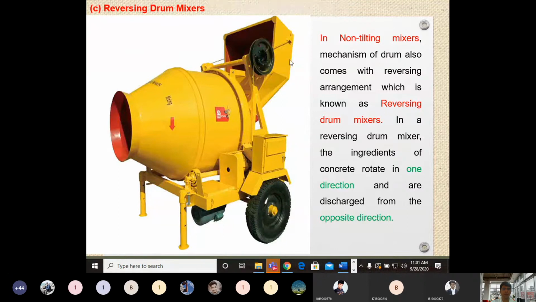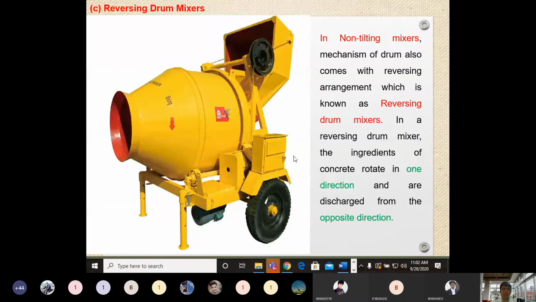So all the ingredients, cement, sand, and the fine and coarse aggregate, we have to mix in this particular hopper, and then we have to release all these ingredients into the drum mixer, and the drum mixer is rotated in a horizontal direction. In this way, batching is done and we will get a dense concrete. So this is a reversing type of drum mixer.